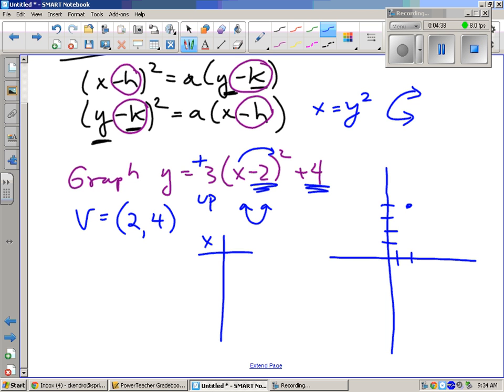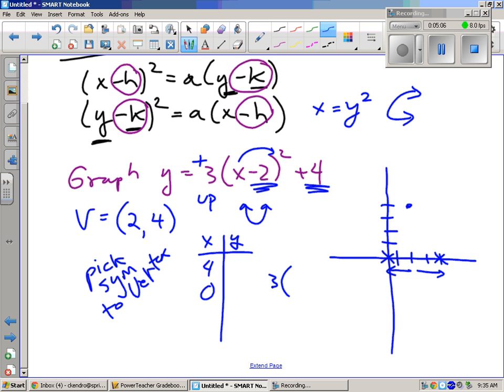To find two more points, you want to pick points symmetric to the vertex. Okay, because it just makes the math easier. So if I have a point at (2, 4), maybe I want to pick 2 to the right of that and 2 to the left of that for my x value. So I want to pick 4 and 0. So put in a 4 and a 0 here. So then what you do is you put in a 4: 3 times (4 minus 2) squared plus 4. So that would be 2 squared is 4. That'd be 12 plus 4. So that's 16.